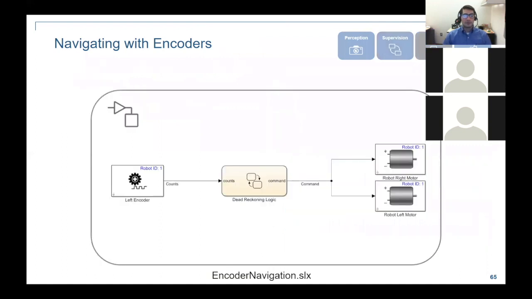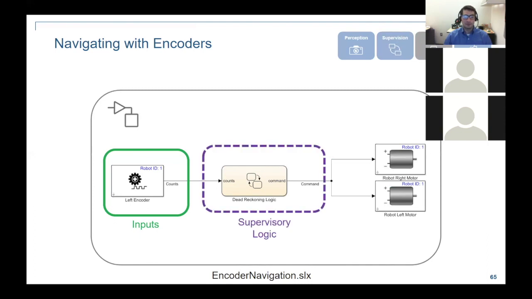Let's take a look at what navigating with encoders would look like in a graphical model. This is a Simulink model. As you can see, we're using our inputs from our encoder. In this case, we pick one of the encoders, the left encoder, and get the counts, or the ticks, out of it. We feed that into our supervisory logic chart, or flow chart, which outputs the velocity command that we send to our motors. Finally, we send that command to our actuators via the motor block outputs.